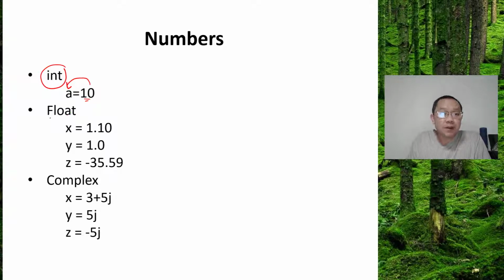Next one, float. A float is a fraction or floating number, which consists of the integer part, a decimal point, and decimal numbers, like x equals 1.10 and y equals 1.0. Z equals minus 35.59. So these are floats, or floating numbers.